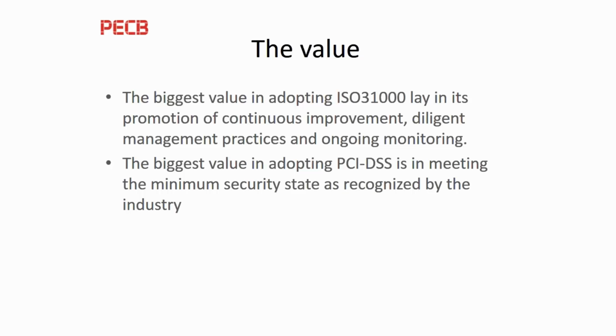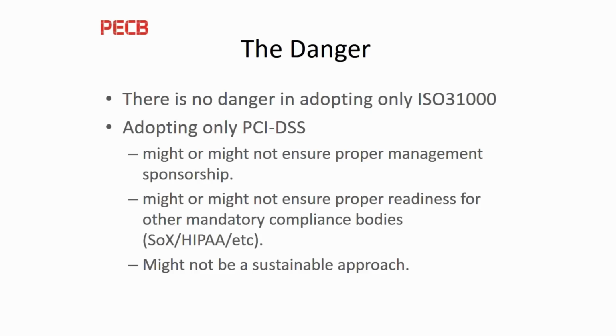The biggest value in adopting PCI DSS is really in meeting the minimum security state as recognized by the payment card industry. And other than that, it is just, I would say, a hassle for most organizations, because again, they're looking for a rapid solution that most times is not sustainable or even not feasible for their organizational context. The dangers of adopting either or, ISO 31000 or DSS or HIPAA, again, everything that I'm saying about DSS can be applied to HIPAA. Really, in adopting ISO 31000, there is no danger.